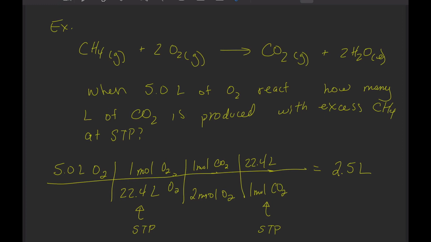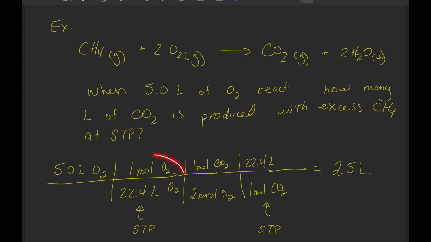And we can show how this works using this idea of molar volume. Because we're at STP, we know that 22.4 liters of any gas is 1 mole of that gas. And using the stoichiometry, now that I'm in moles, I can say 2 moles of oxygen is 1 mole of CO2. And then finally, because CO2 is a gas, I can say that 1 mole of CO2 is 22.4 liters. The 22.4 liters cancel, and you end up with 2.5 liters.